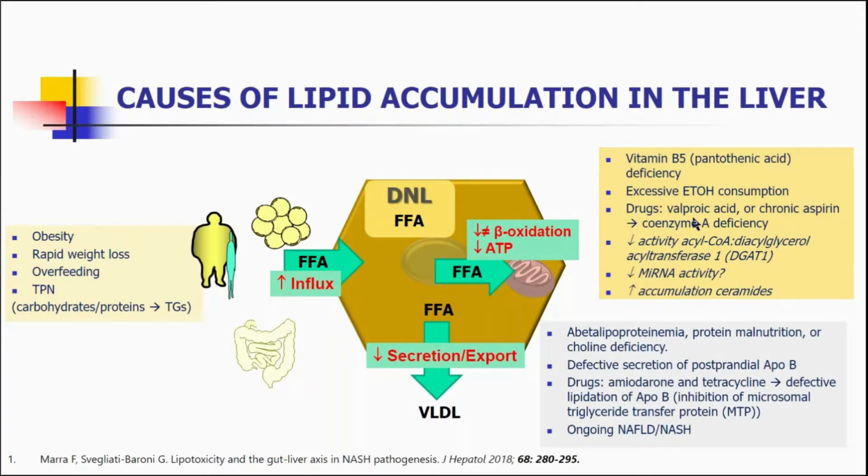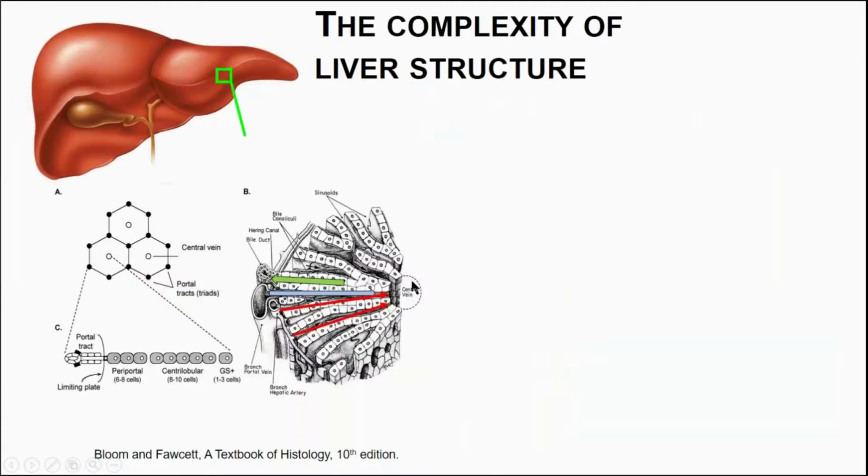There might also be a decreased beta oxidation and decreased ATP production by vitamin B5 deficiency or excessive ethanol consumption, or some drugs like valproic acid or chronic aspirin, some decrease of enzymes or accumulation of ceramides. Decreased export of fatty acids as VLDL in serum might be due to abetalipoproteinemia or protein malnutrition, or defective secretion of postprandial ApoB, or some drugs like amiodarone or tetracycline, or ongoing liver steatosis. And also de novo lipogenesis might be activated with production of triglyceride.